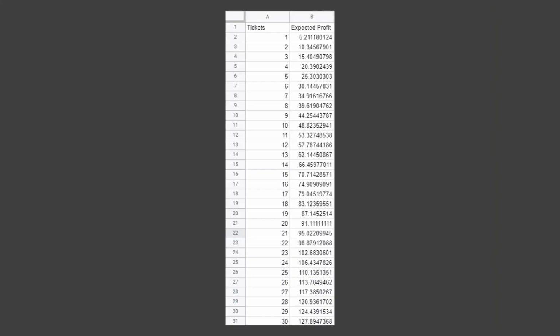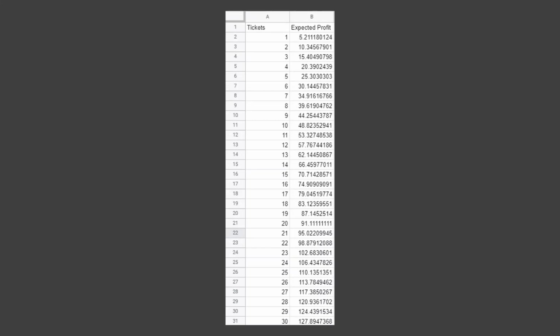Another way to work through this is to use a spreadsheet. You could have a computer very quickly calculate the profits for any number of tickets sold, and then just go through the expected profits to figure out which is the largest, and then from there, look at the number of tickets that corresponds to that expected profit.